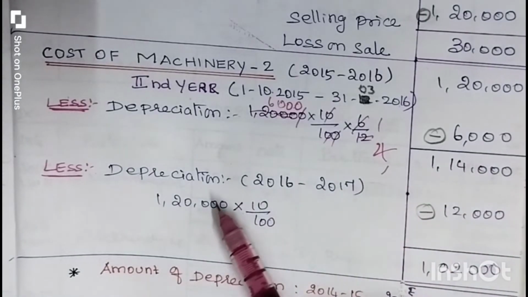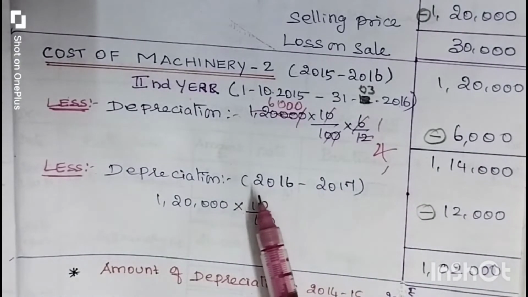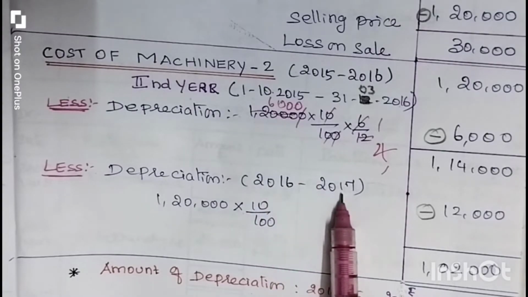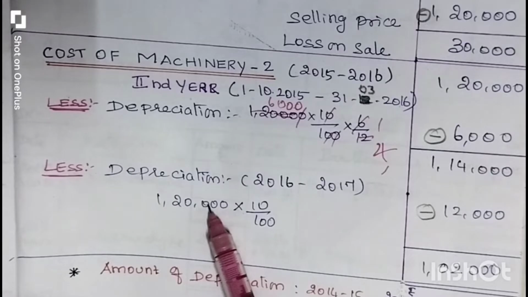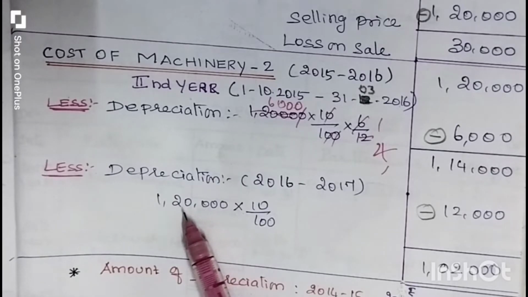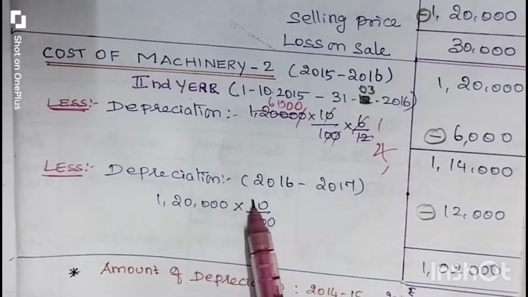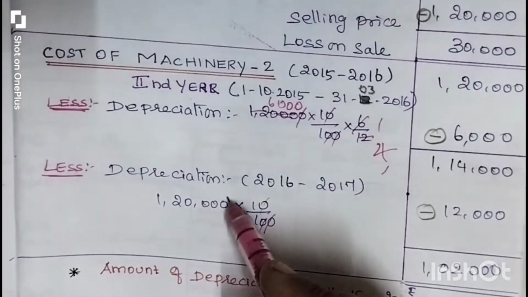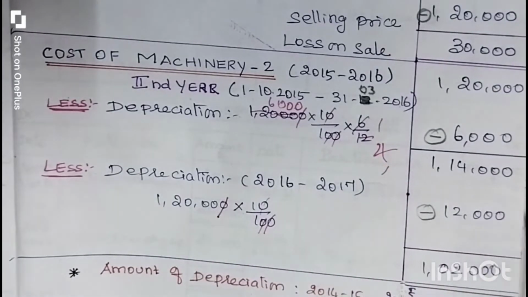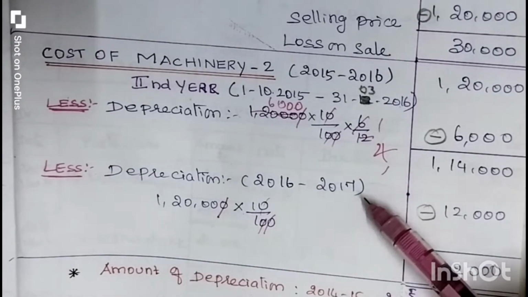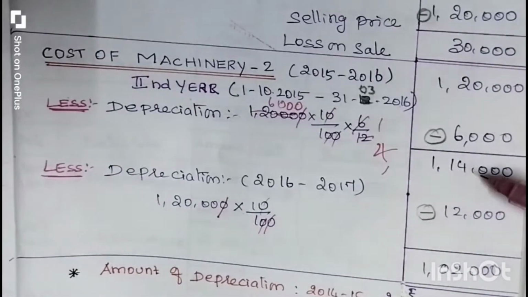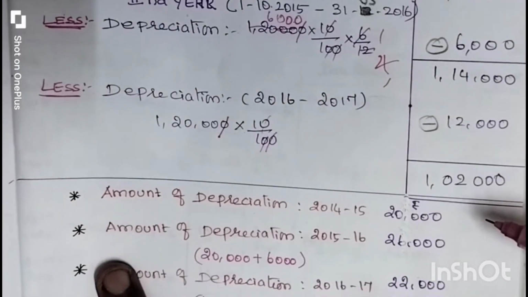So you have to find the next year depreciation for the other machine, 2016 to 17. You have to take 1,20,000 because you are following the straight line method. So you always have to take the original value of the machine, the original cost of the machinery. So find the depreciation at 10% of 1,20,000. You will get 12,000. Zero cancel, zero cancel. You have 12,000 rupees. This is the depreciation of 2016 to 17. You have to subtract that 12,000 from 1,14,000. You will get 1,02,000 rupees.